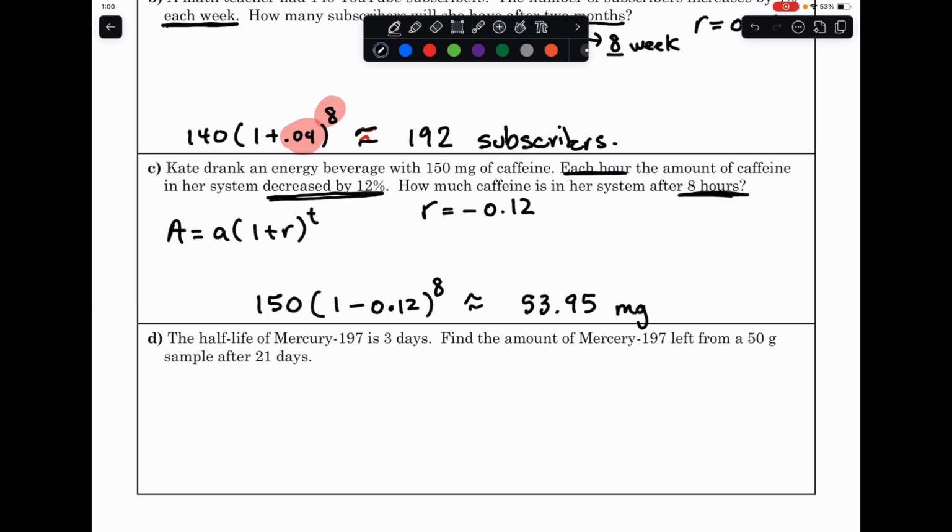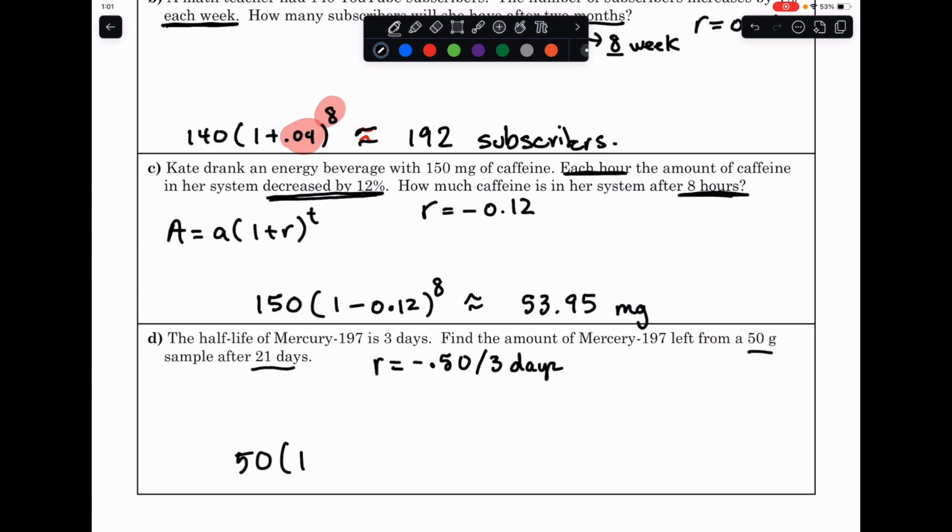We have here in that last example that the half-life of mercury-197, that's just the name of the isotope, is 3 days. What that means is that we're going to decrease whatever amount of this isotope by 50%, so negative 0.50, every 3 days. Not per week, but per 3 days. So how much of these 50 grams are going to be left in 21 days? Since we're decreasing by 50% every 3 days, we're not going to raise this to the 21st power.